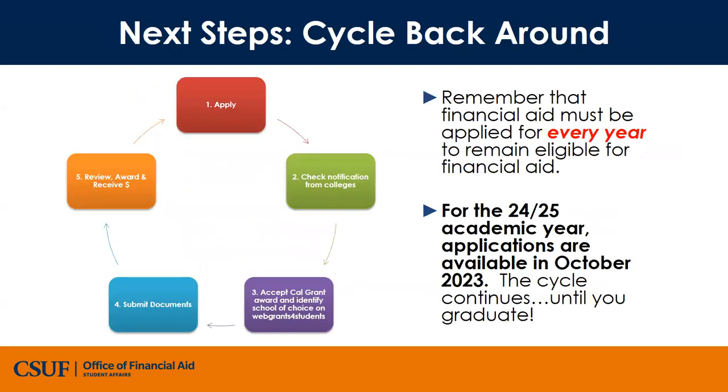We also want students to know that financial aid is very cyclical. Remember that financial aid must be applied for every year to remain eligible for financial aid. For the 2024-2025 academic year, applications should become available in October 2023. The cycle continues until you graduate.